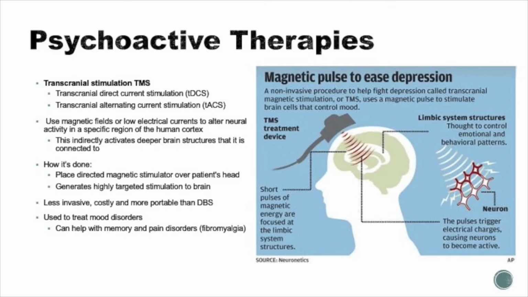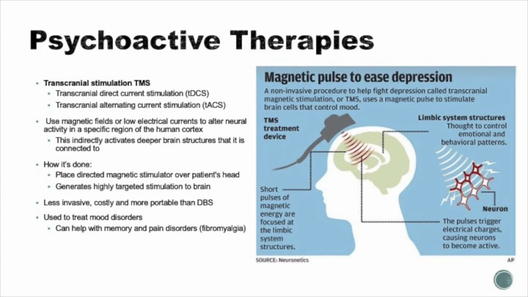So another therapy is called psychoactive therapies. And this includes what's called transcranial stimulation, or TMS. That's subdivided into two different types of stimulation. It's either direct current or alternating current. And this uses magnetic fields or low electrical currents to alter neural activity in a specific region of the human cortex or the brain. And that's what's pictured here in this figure.